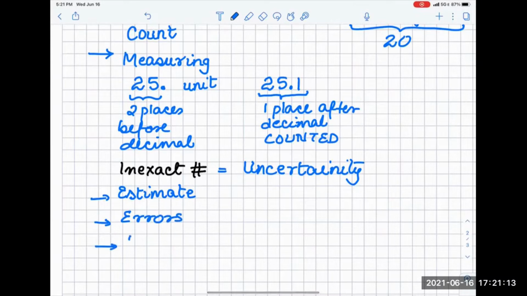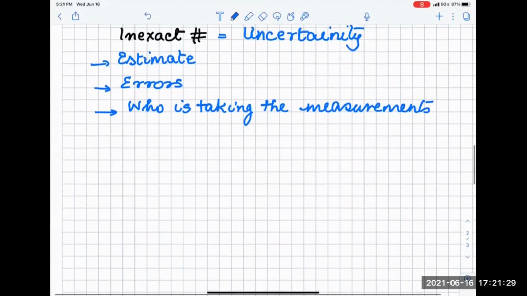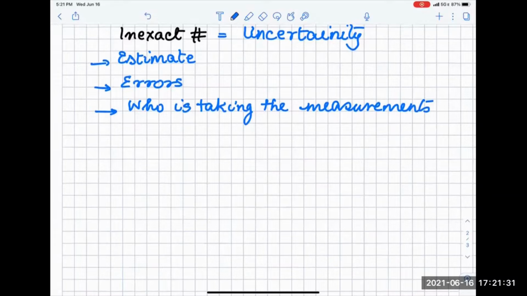Next is, who is taking the measurement? What kind of people take measurements? Who all work with numbers or who all do the measurements? Who? Say that again. Yeah, construction worker, very good. So construction people do the measurements. What else? Tailor. Scientists. Who else? Tailor, very good.